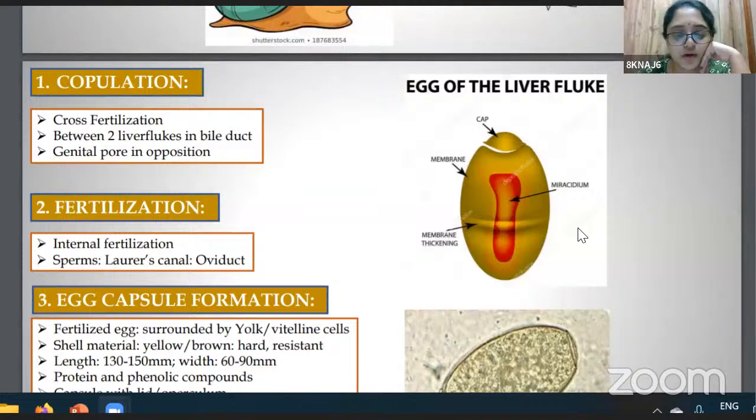When it comes to this, self-fertilization is a rare occurrence in the case of the liver fluke, that is Fasciola hepatica, as it is a hermaphrodite. So it is usually cross-fertilization that takes place between two liver flukes in the bile duct. They have the genital pores in opposition basically, because of which copulation is made easier.